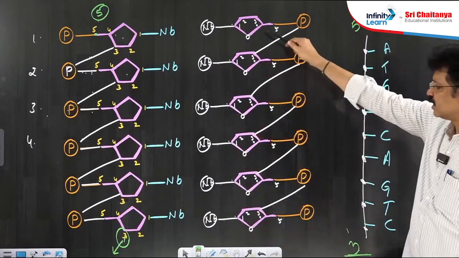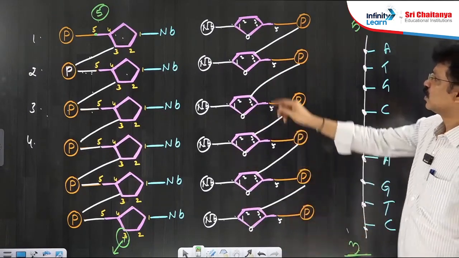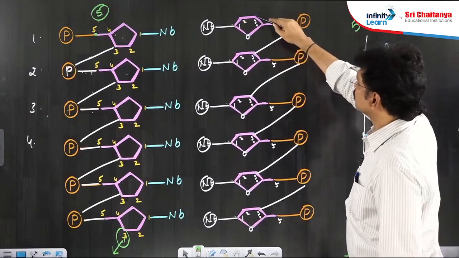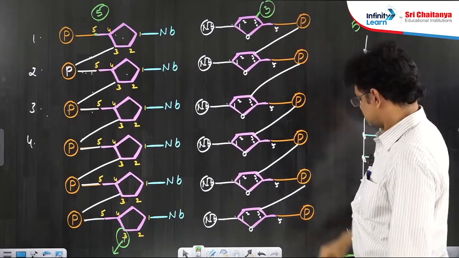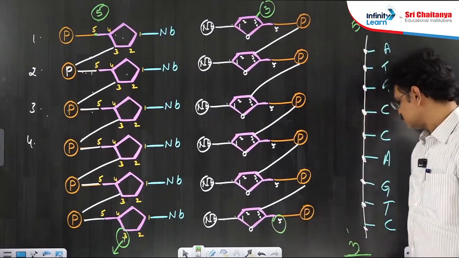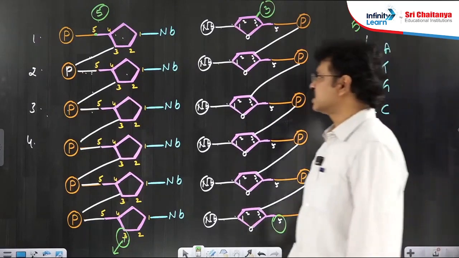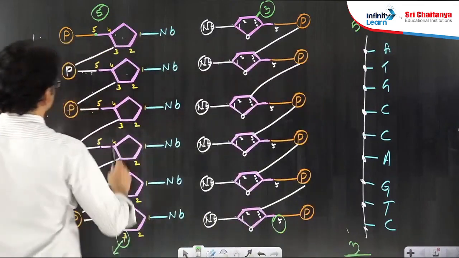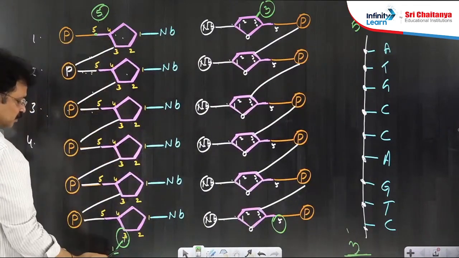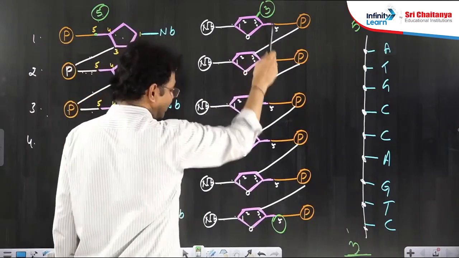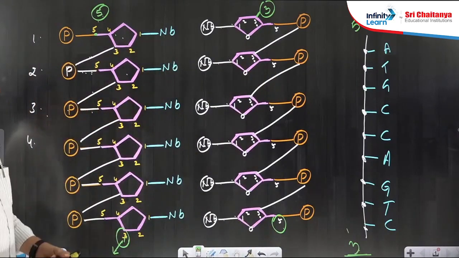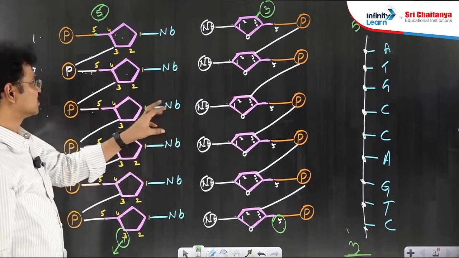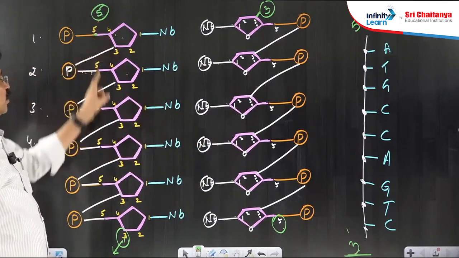Likewise, study the second strand also. What is the name of this end? This end is the 3' end. Here it is the 5' end. So both the strands are in opposite directions. One strand is 5' to 3', another strand is 3' to 5'. Both the strands of the DNA molecule are opposite in direction.